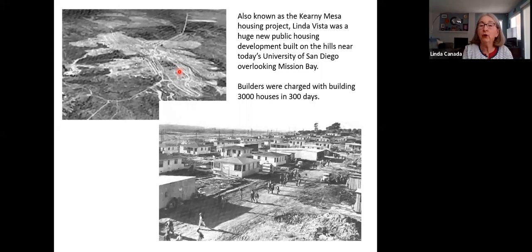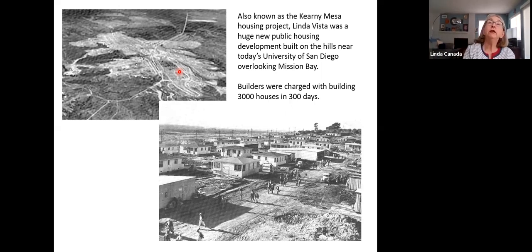The first group of workers digs a hole. The second group of workers pours in fresh concrete. The third group of workers puts down a metal pole into the middle of that wet concrete, gets it secure. And the fourth group of workers strings the clotheslines between the houses that have been built. So that's how Linda Vista was built.